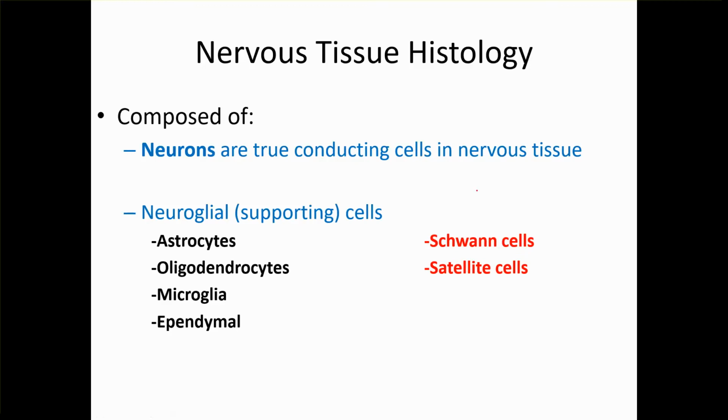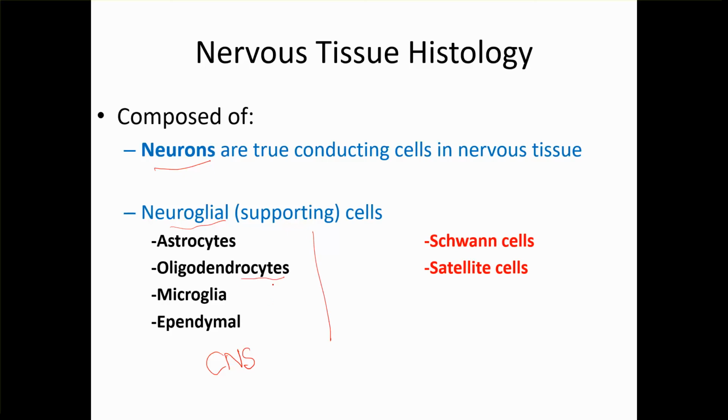Next, nervous tissue histology mainly consists of neurons, which are the true conducting cells of the nervous tissue, and the neuroglial cells. So these are the neuroglial cells in the CNS. The CNS has four types of neuroglial cells. Astrocytes are star-shaped cells and they are situated near blood vessels. They have a lot of functions. One of the important functions is the blood-brain barrier.